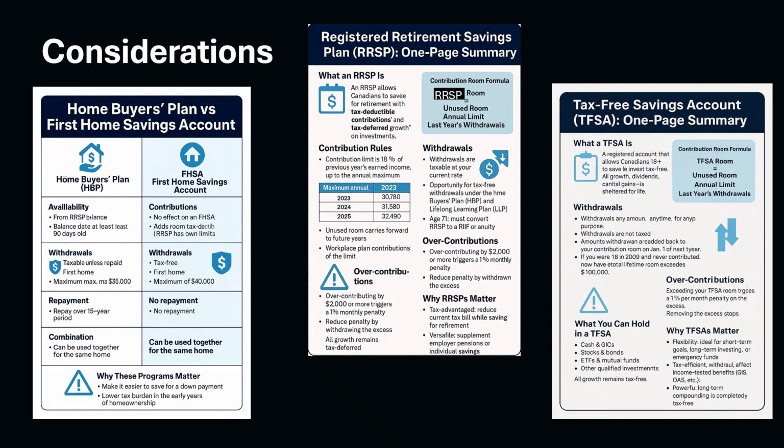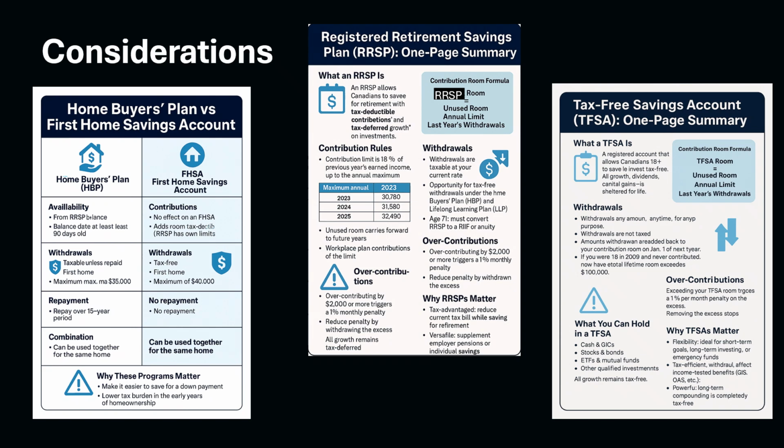Next is the First Home Savings Account, or FHSA. This is one of the most powerful tools available to first-time homebuyers because it combines the best features of both an RRSP and a TFSA. Your contributions are tax-deductible, just like an RRSP. But when you withdraw the money to buy your first home, the withdrawal is tax-free, just like a TFSA. There are annual and lifetime limits, but within those limits, your money can grow through investments and come out completely tax-free when you're ready to buy. If you're planning to purchase a home, this is usually the first account to consider.